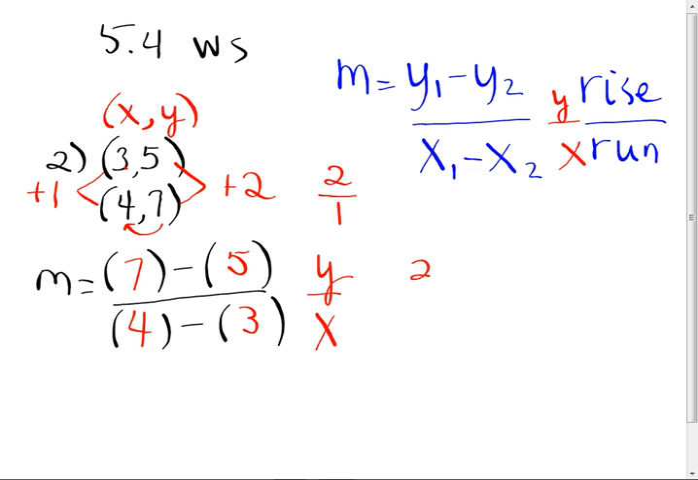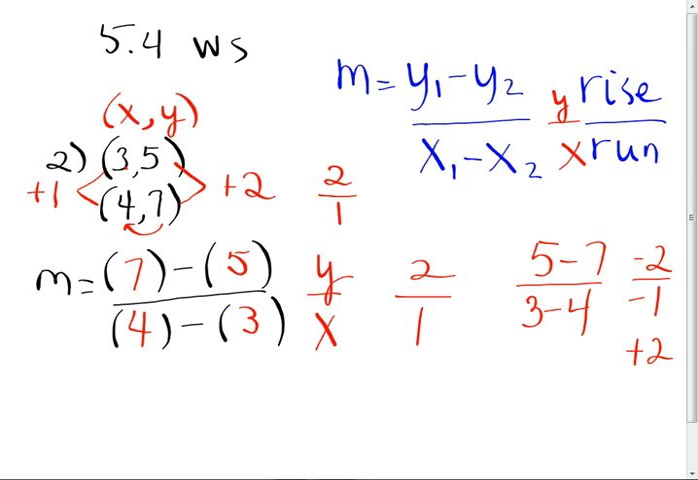What if they're written backwards? Is that okay? It's okay. If you go 5 minus 7 over 3 minus 4, that's a very good question. No, 5 minus 7, yeah, that's right. This is negative 2 over negative 1. What do 2 negatives make? What do 2 negatives make? Positive. 2, or 2 over 1. A slope is always a fraction.